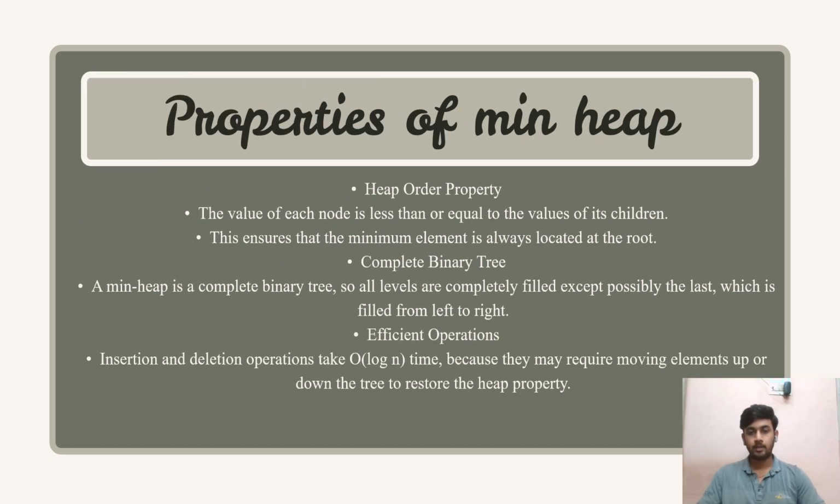So, properties of a min heap. Heap order property: the value of each node is less than or equal to the value of its children, and this ensures that the minimum element is always located at the root. It is a complete binary tree, so all levels are completely filled except the last, which is filled from left to right. And efficient operations: the min heap has a time complexity of big O of log n because operations may require moving elements up or down the tree to restore the heap property.